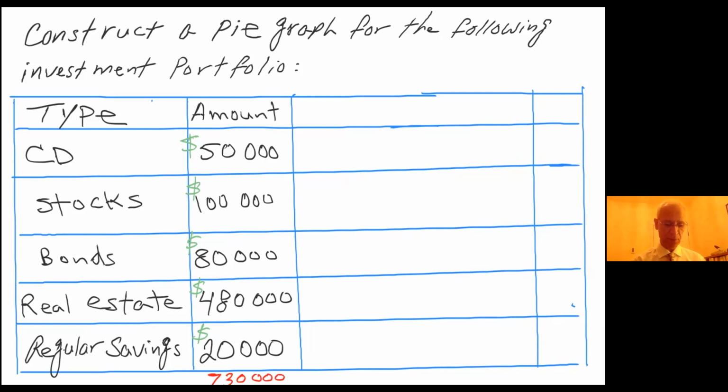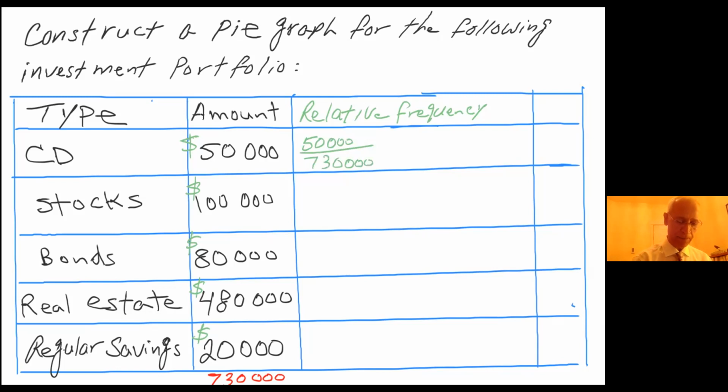So the next piece of information that I need to know is the relative frequency of each category. So the next column, I'm going to make that relative frequency. So for the first one, I have 50,000 divided by a total of 730,000.